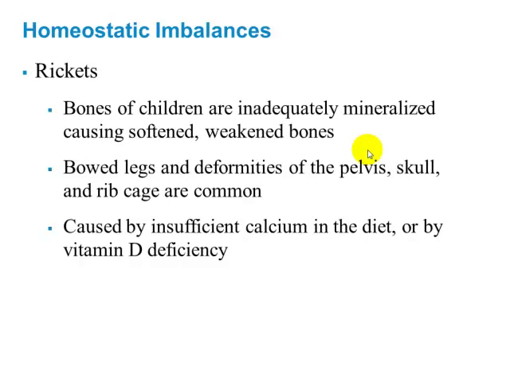Rickets is when you have a lack of calcium or vitamin D in childhood. The bones do not become adequately mineralized. And as the child grows, the bones can't withstand the weight properly, and that leads to bowing, especially bowing of the legs, deformities of the pelvis, the structure of the rib cage, sometimes the skull. Rickets has, for the most part, been practically eliminated in the United States. The United States has amazing social welfare programs like WIC to try and ensure that all children get calcium and get vitamin D.